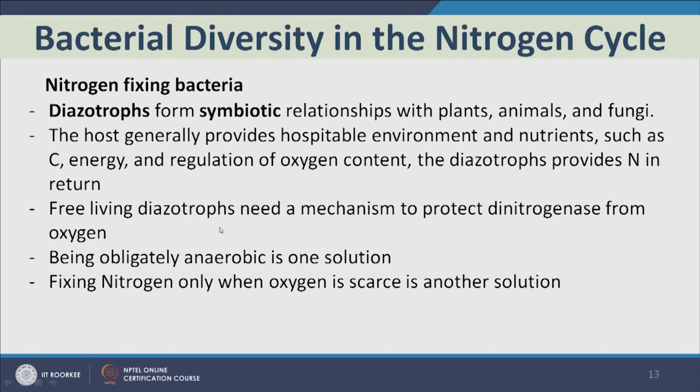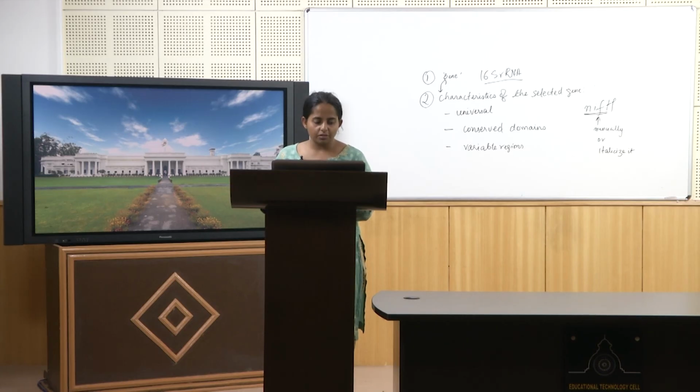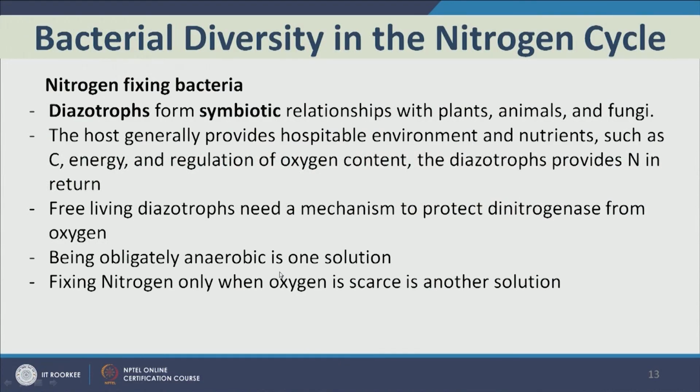Now the free living diazotrophs, not all of them form symbiotic relationships, by the way. They need a mechanism to protect the nitrogenase from oxygen, and the easiest way is don't grow when there is oxygen present. So that is fixing nitrogen only when oxygen is scarce, and the other solution is to be obligately anaerobic. So only grow under strictly anaerobic conditions.